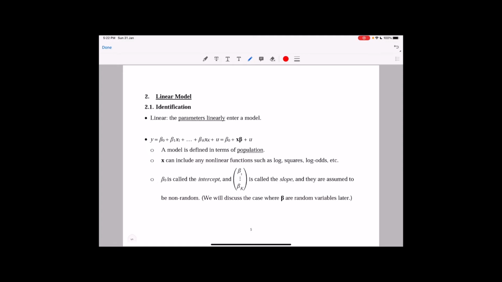Okay, and in fact, we can include any nonlinear function of x, such as log x, x squared, x cubed, and so on. In the linear model, the beta 0 here is called the intercept, and the rest of the parameters are called the slope parameters, and they are in general a vector. For now, we assume they are non-random.